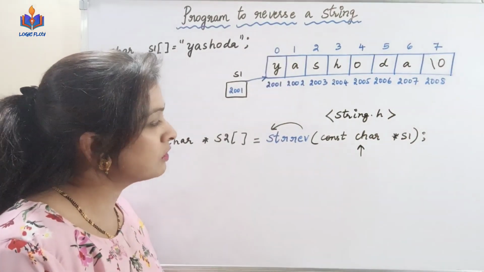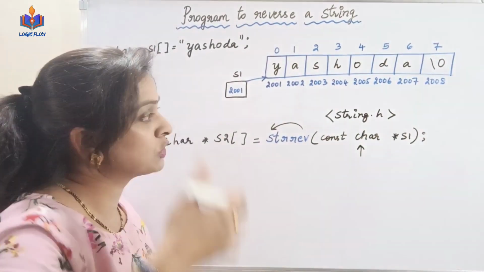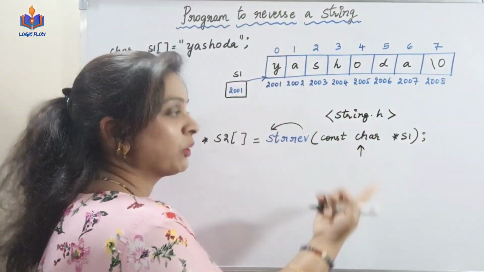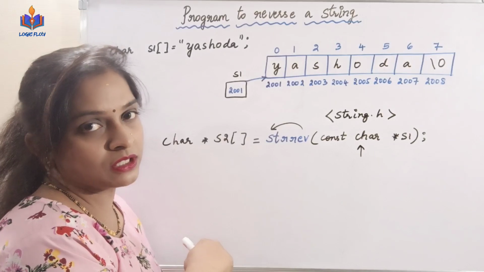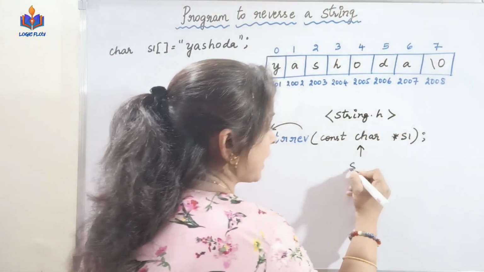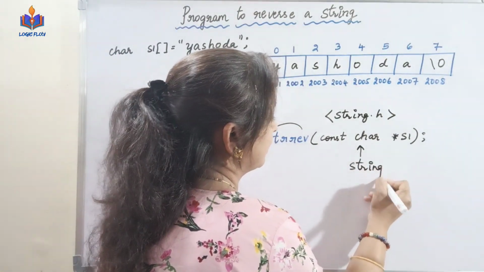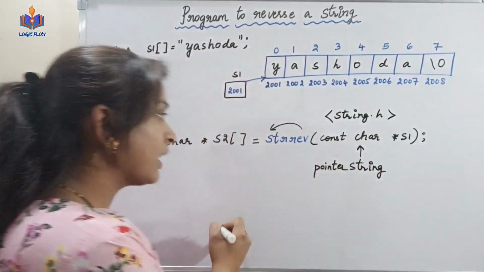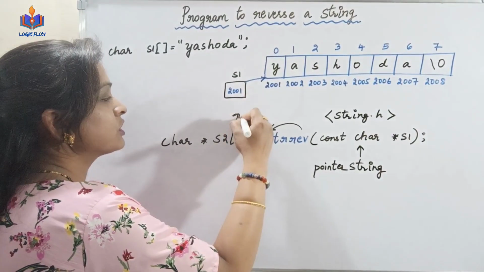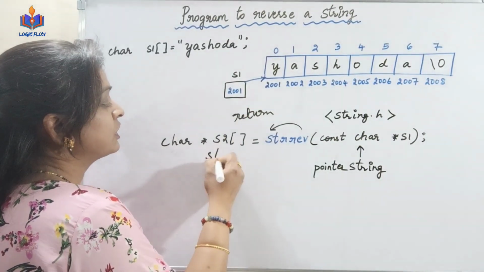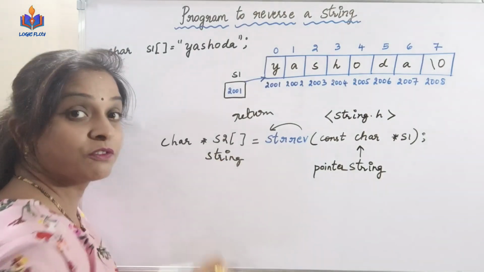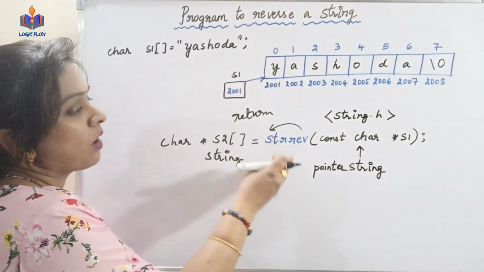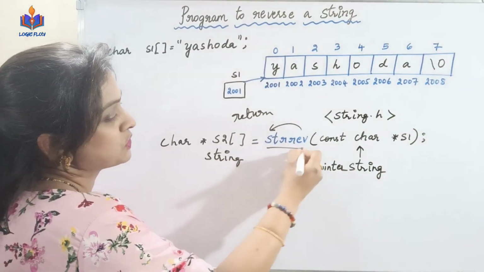We need not break our head to know the code of it. The reverse function takes one argument, a pointer to a string, and what is it going to return? Again it is going to return a string itself, which is the reversed string. So let us write the code of how to reverse a string using string reverse.